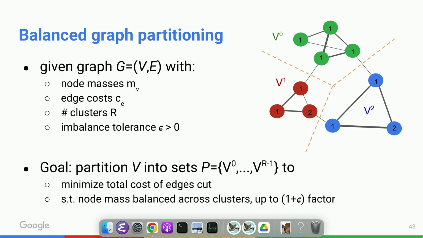We want to divide it into. The total mass in each cluster should be roughly the same. So in this case, 4, 4, and 4. And we want to minimize the total weight of the edges crossing cluster boundaries. All right, this is a very well studied problem.